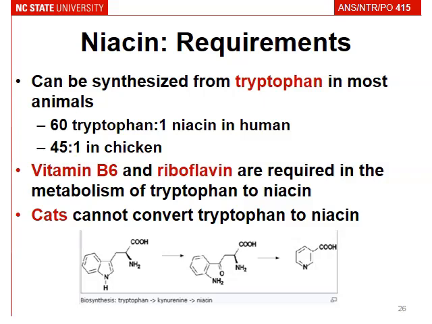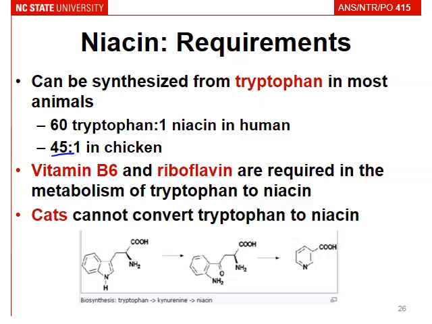Now, niacin can actually be synthesized from tryptophan. If you remember, we talked about that earlier in the last unit. So it's one of the vitamins that can actually be synthesized in most animals. The rate at which it can be synthesized varies from species to species. So, for instance, 60 tryptophans are needed to make one niacin molecule in the human. In contrast, if you look at the chicken, we need a 45 to 1, so more tryptophan can be utilized to make niacin in the chicken than it can be in the human.